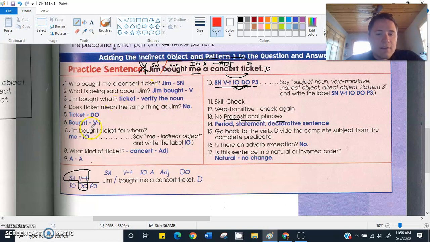Here. It's been a while. Is the sentence in natural or inverted order? Natural. So we don't need any underlines. This is all reviewed again down here as you see. One more time.